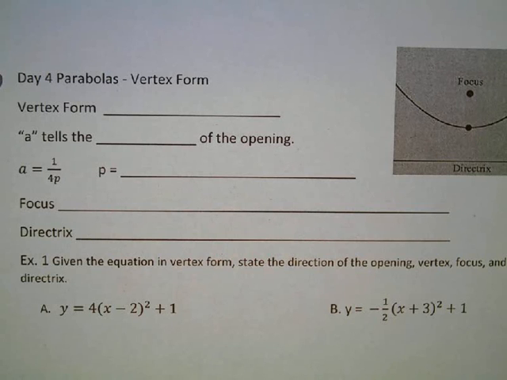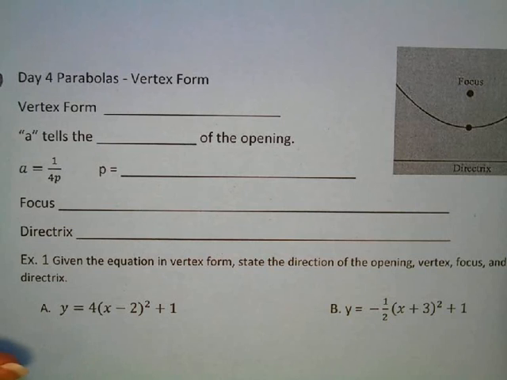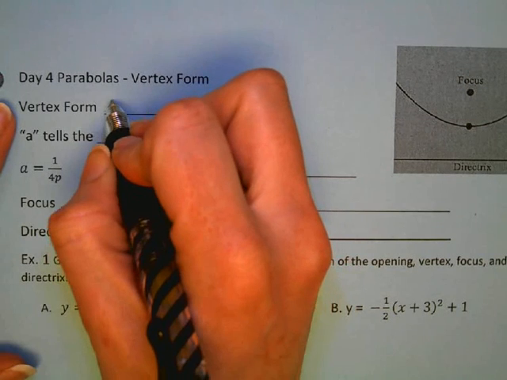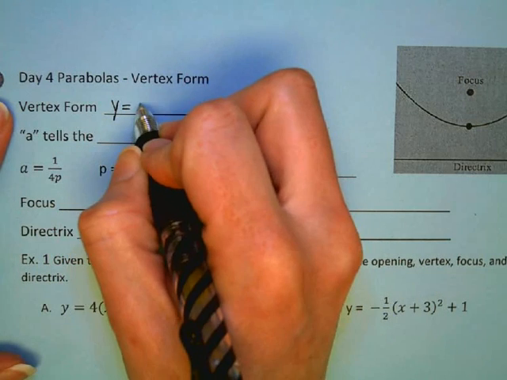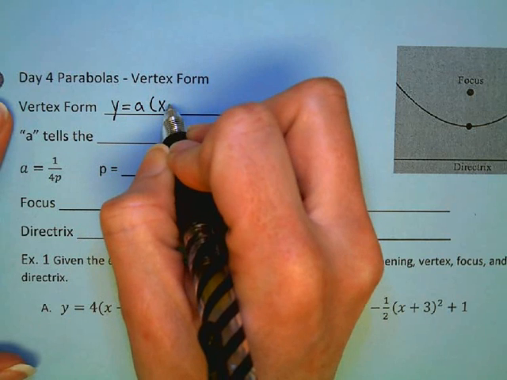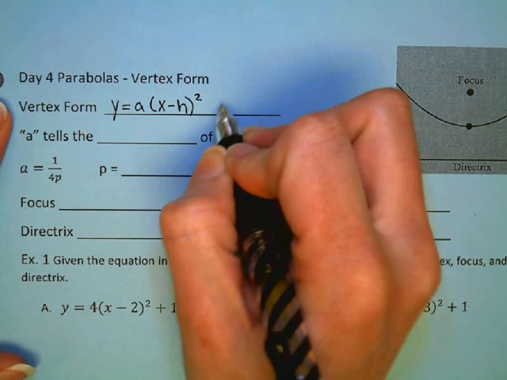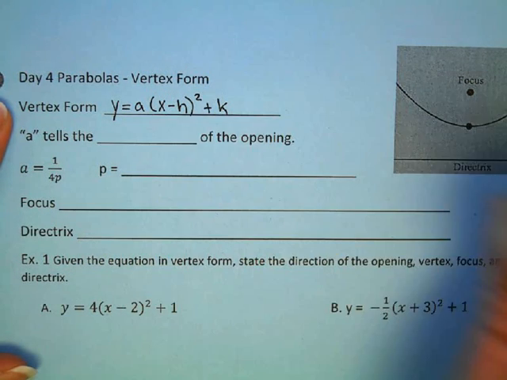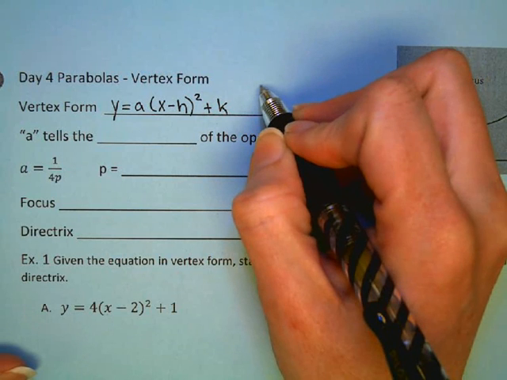Today we're going to learn about vertex form. Vertex form is for a parabola. A parabola is a U-shaped picture over here to the right. The equation is y equals a(x minus h) squared plus k. In this formula, the vertex is (h, k).